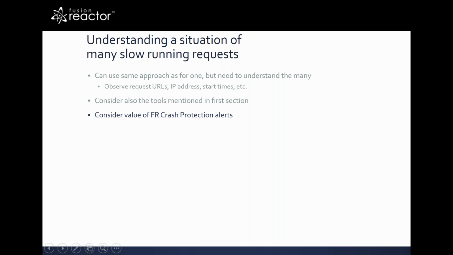So anyway, the alerts can be valuable for understanding a situation of many requests, because you might start getting those emails while you're working on something else. All of a sudden you're getting a bunch of alerts, and I would say if you're getting a bunch of alerts one after another showing many requests running slow, you want to go figure out what's going on, and you want to start by looking at the alerts, and then go look at FusionReactor if you can get into it. And if you can't, then maybe the alerts will be all you have to go on.